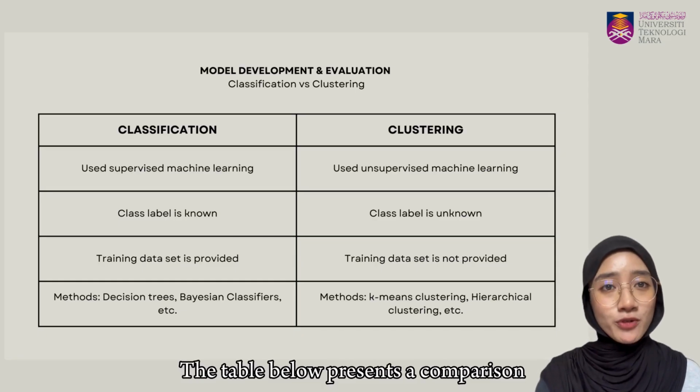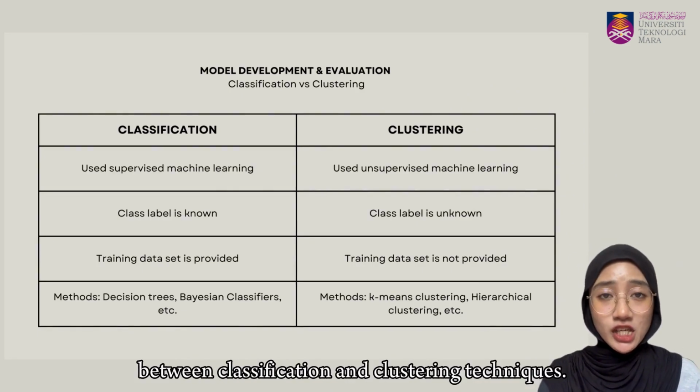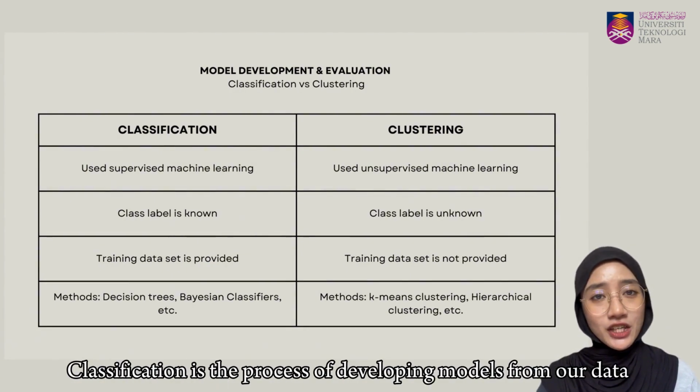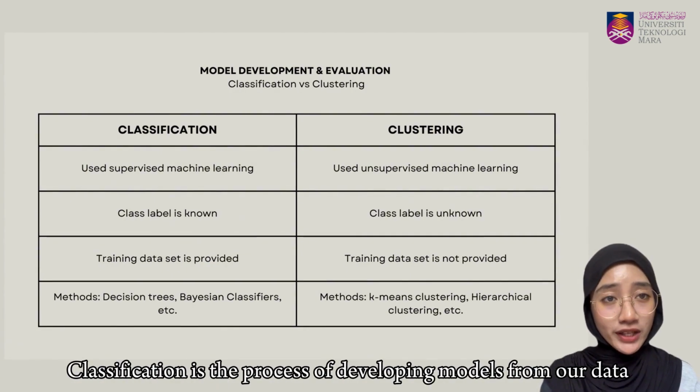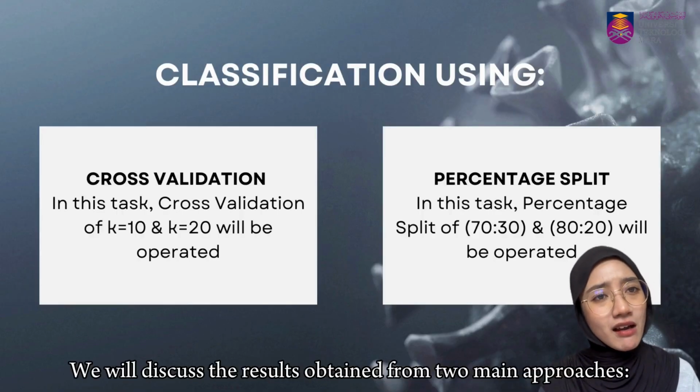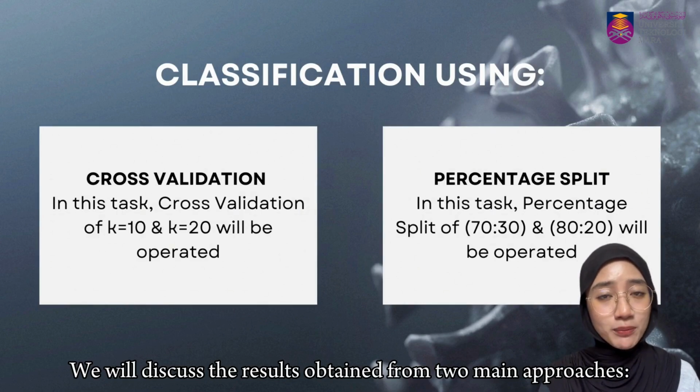The table below presents a comparison between classification and clustering techniques. For our group project, we have chosen to use classification. Classification is the process of developing a model from our data to categorize or predict the outcome. We will discuss the results obtained from two main approaches.